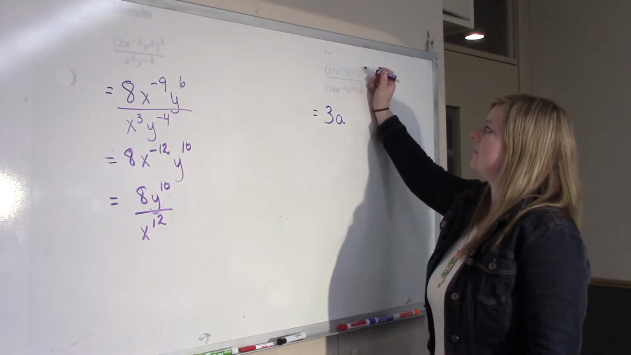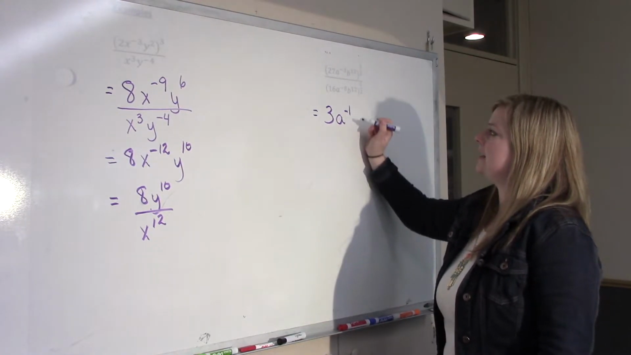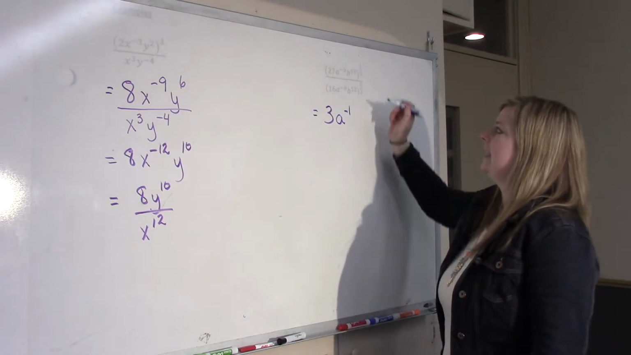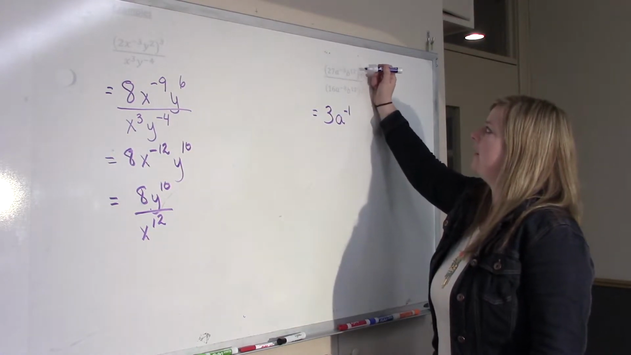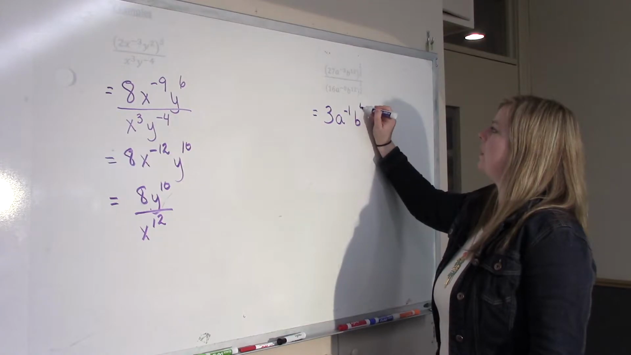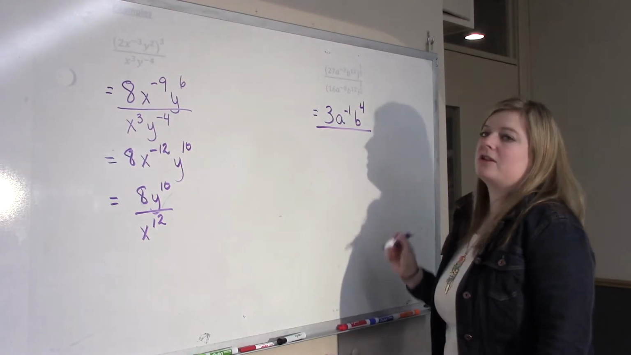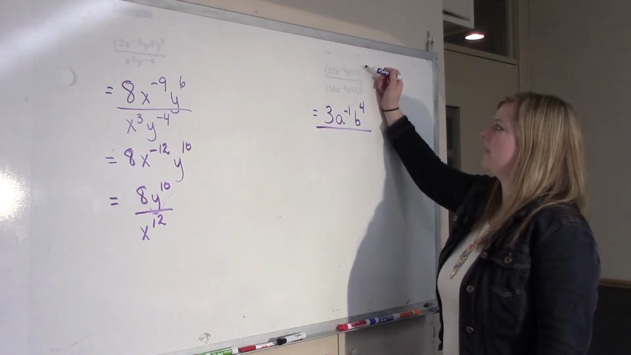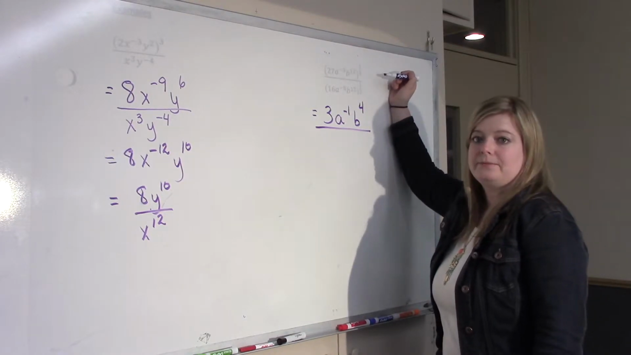And then negative 3 times 1/3 is negative 1, so a to the power negative 1. B to the power 12, 12 times 1/3 is 4. So there you go, that's the numerator. So I just applied the 1/3 to all three of these things.